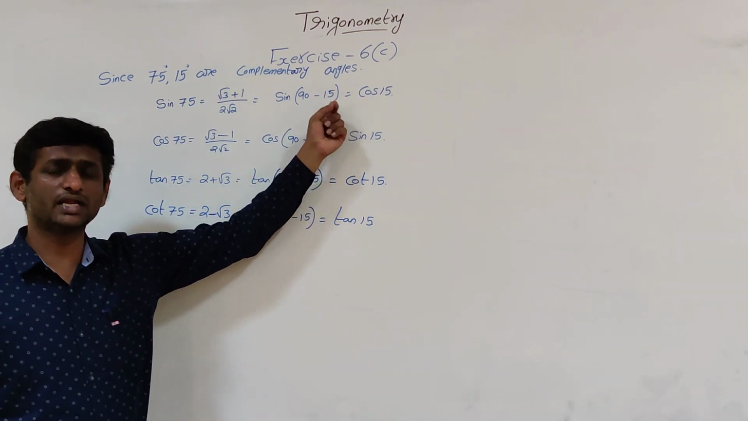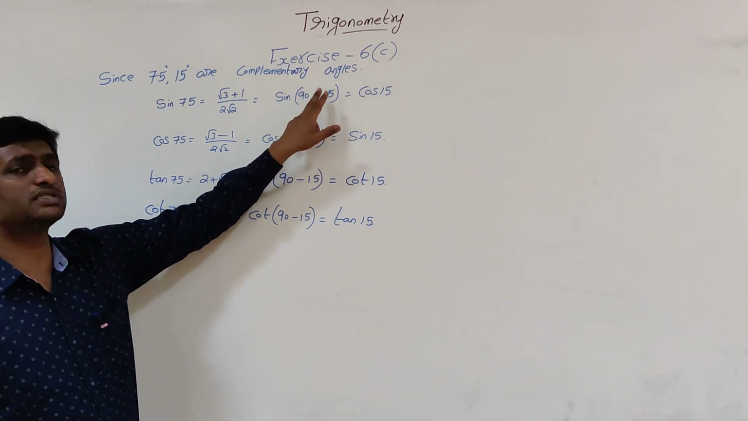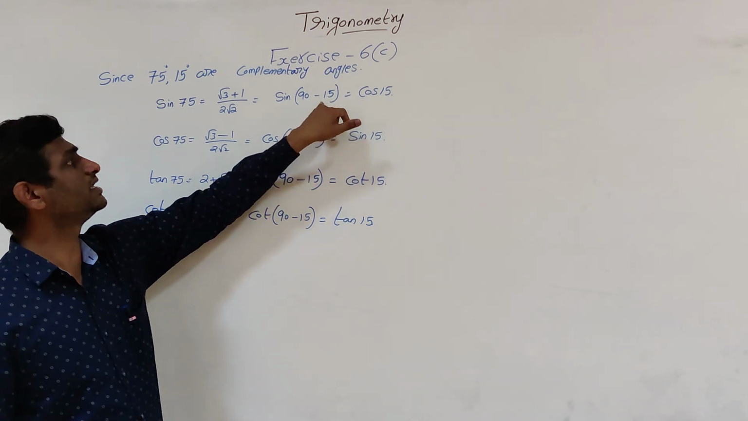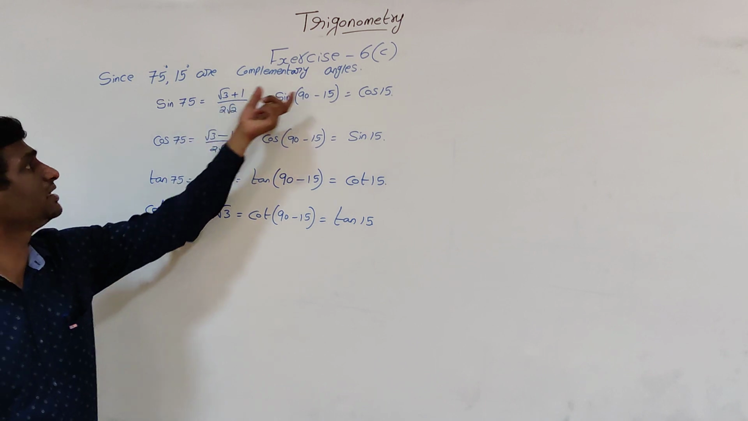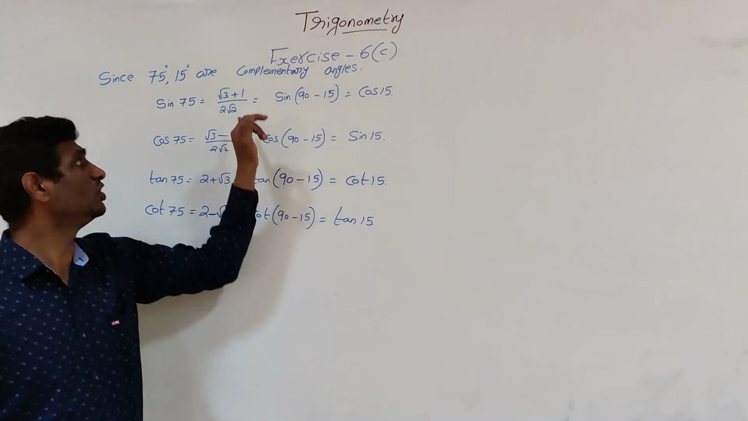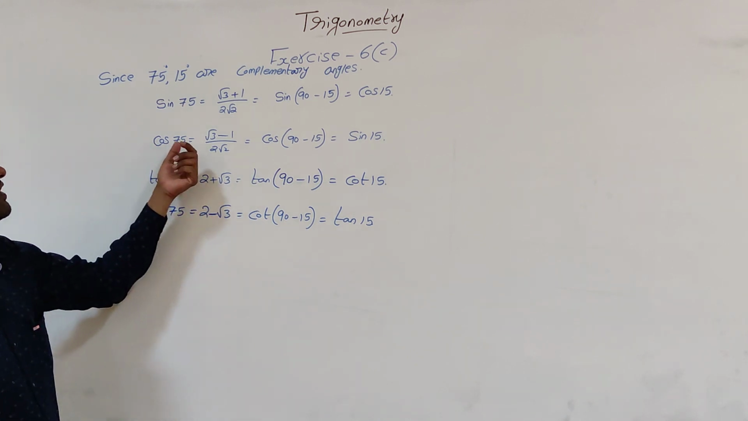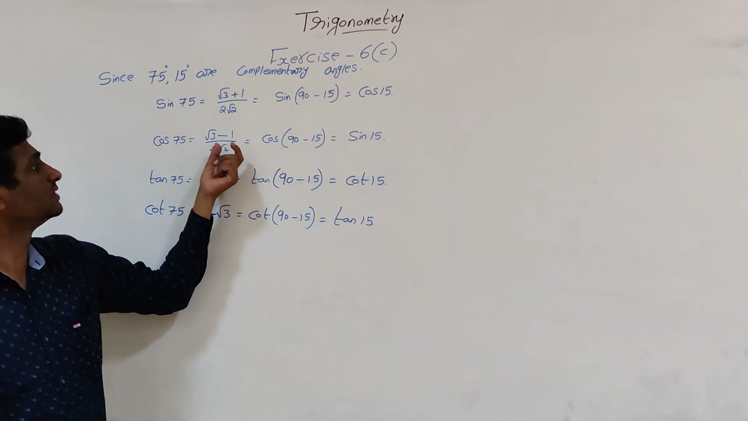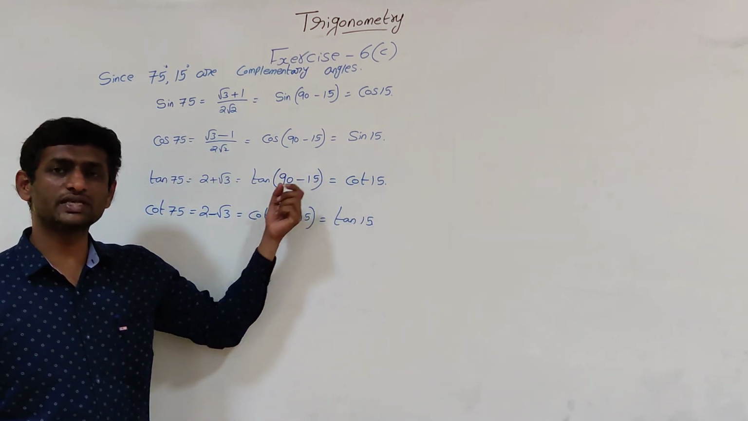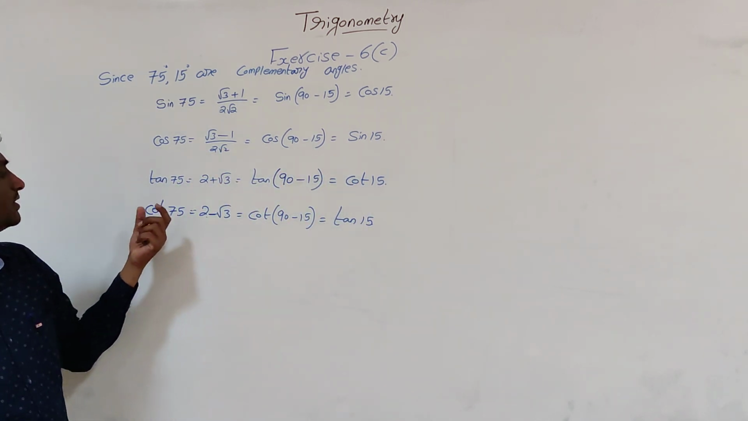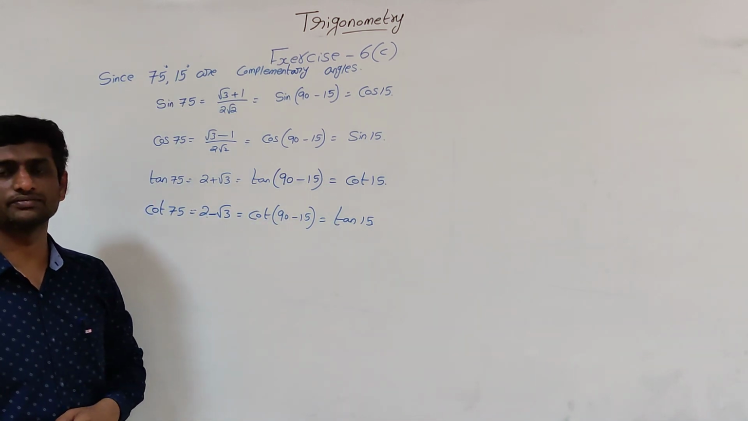90 minus theta lies in the first quadrant, where sine of 90 minus theta becomes cos theta. So what is theta? It is 15. Cos 15. Means sine 75 and cos 15 will have the same value, root 3 plus 1 by 2 root 2. Similarly, cos 75 and sine 15 will have the same value, that is root 3 minus 1 by 2 root 2. Tan 75 and cot 15 will have the same value, 2 plus root 3, and cot 75 and tan 15 will have the same value, that is 2 minus root 3.